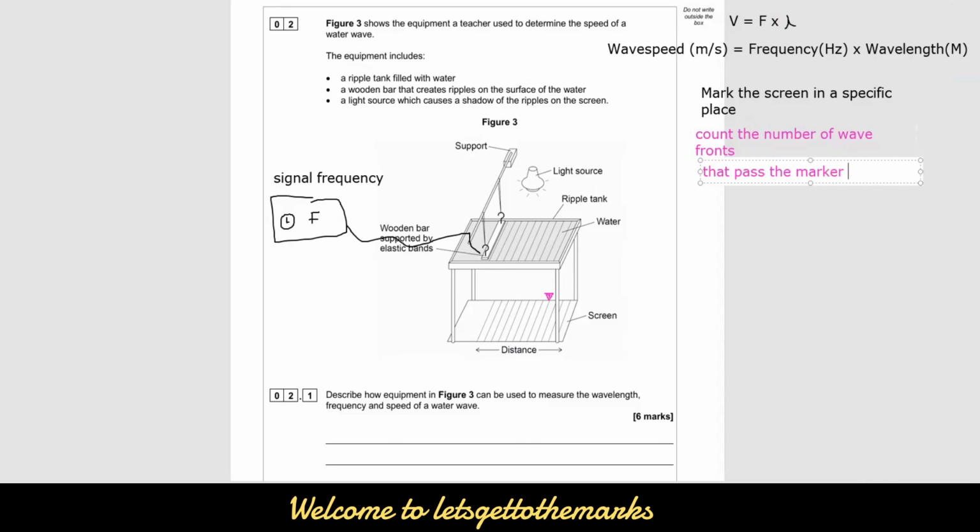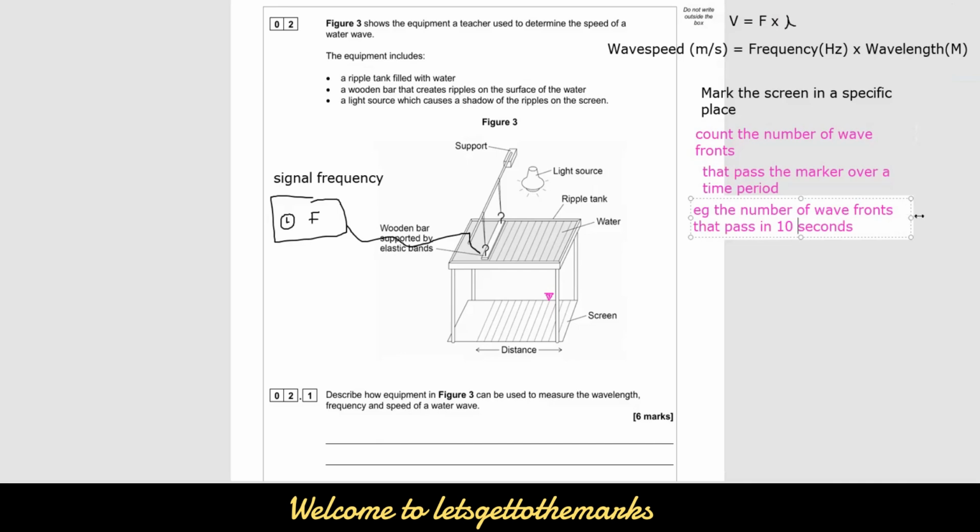over a specific time period. Now, you're not going to be able to do it per second, or you shouldn't do it per second. Pass that marker over a time period. So what do we mean by that? For example, I'm going to give you an example. The number of wave fronts that pass in 10 seconds. So why do we want to not do it per second?